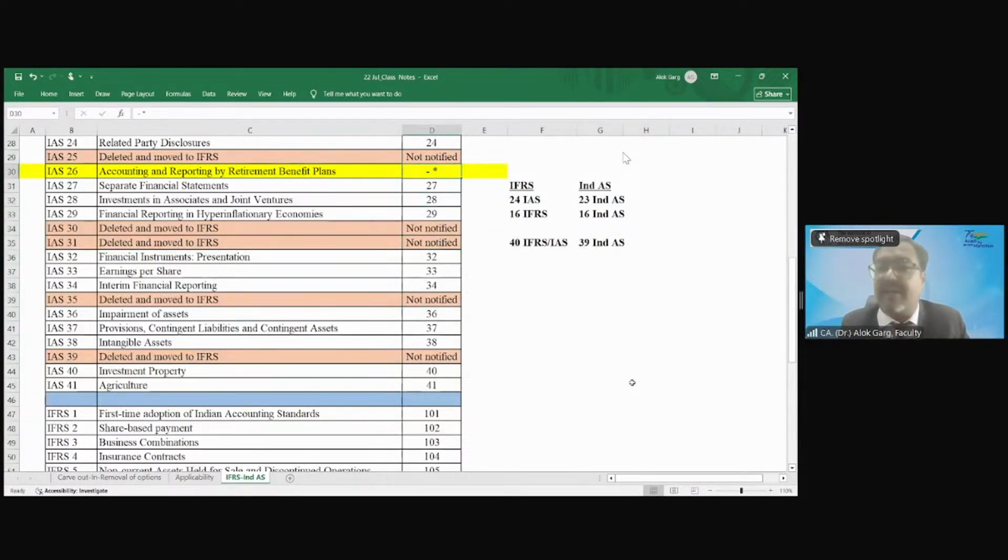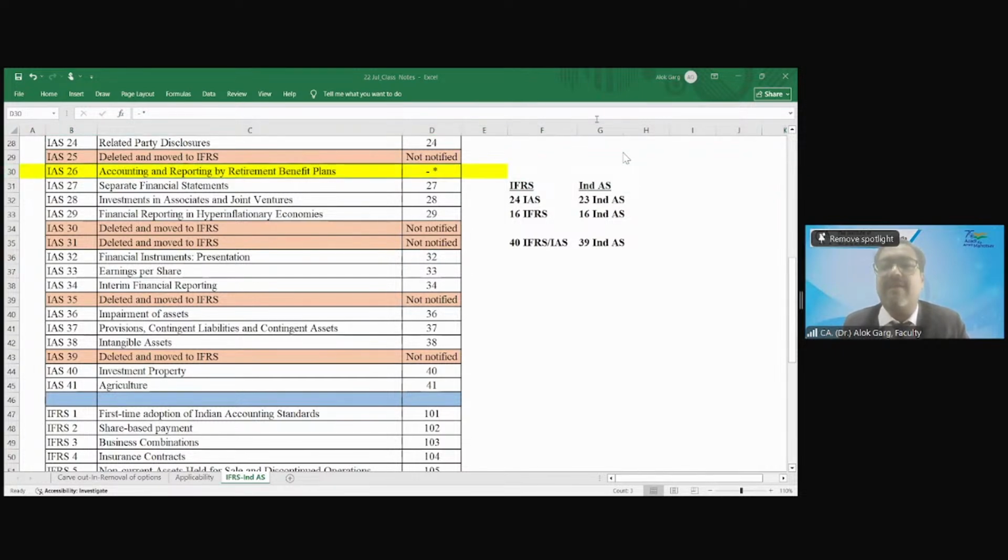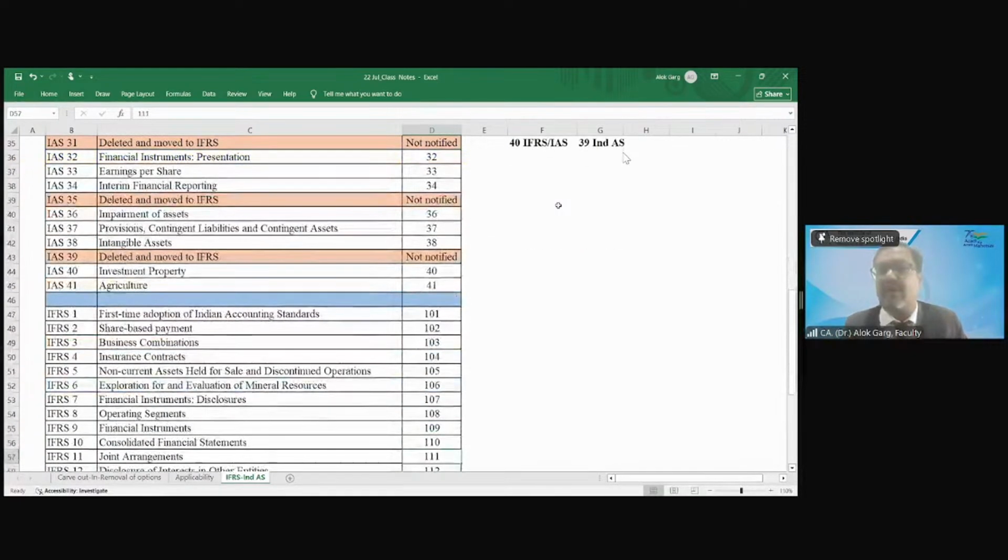Why? Because friends, we have not notified the counterpart of IAS 26, as this standard is largely applicable on trusts, and in India, Ind AS is not applicable to non-corporate entities. That is why we have not adopted Ind AS 26. We will do it later. Okay. So we have 39 Ind AS in comparison to 40 IFRS or IAS.